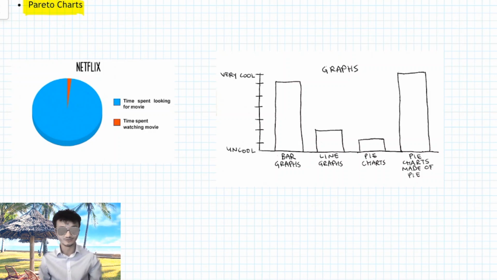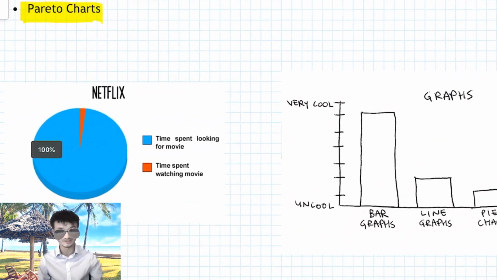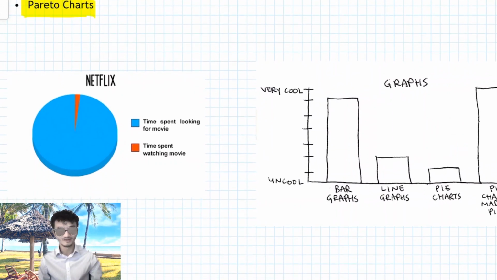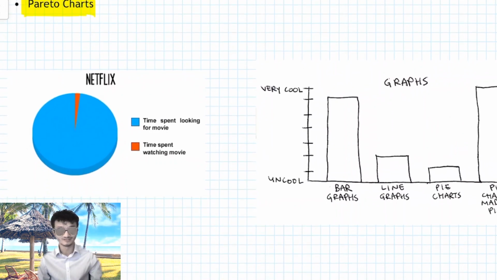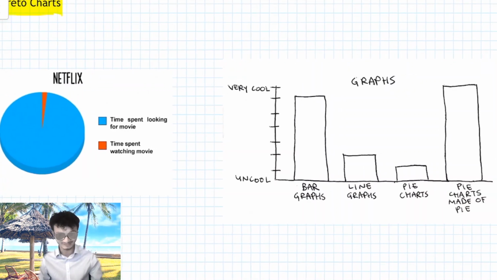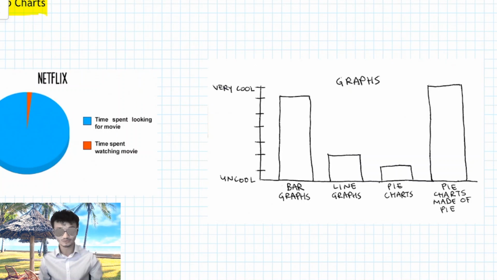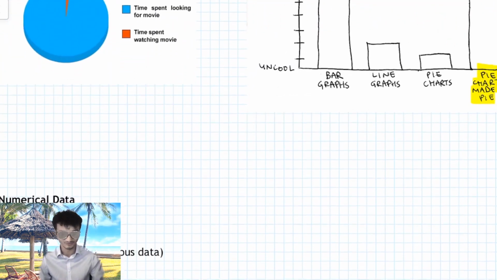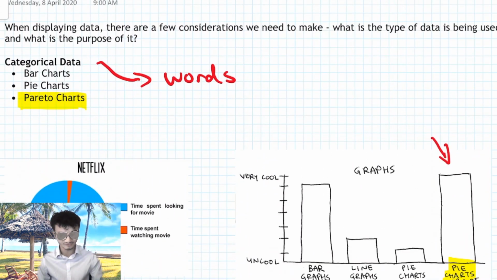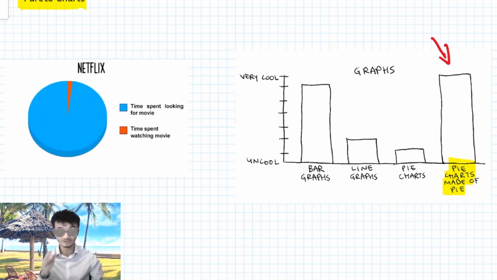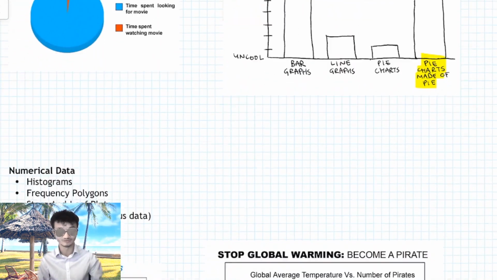Now, let's look at a few examples of these. So here's a pie chart. If you're anything like me, you spend a lot of time not actually watching Netflix, but just looking for something to watch on Netflix. So that's me whenever I watch something on there. Here's a cool graph about graphs, or graph about graphs, depending on how you want to say it. Pie charts made of pie are definitely very cool. So that one gets my vote. Cool. That's the different type of categorical representation. I want to talk about Pareto charts at the end because that's a little bit different.